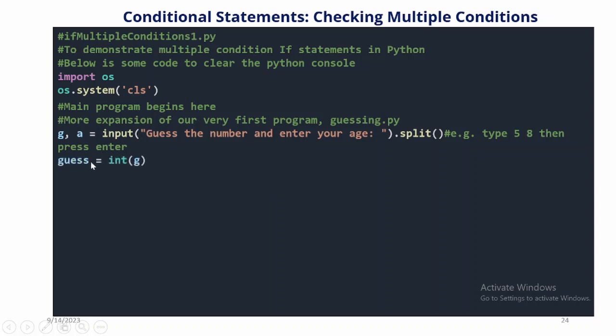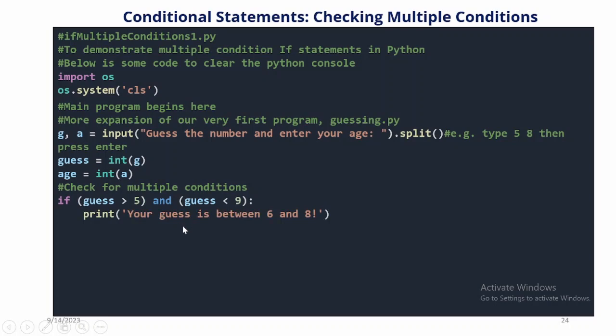So we say guess, variable guess which we created equal to int G, and we say variable age equal to int A. So we want to now check for multiple conditions. If guess greater than 5 and guess less than 9, print your guess is between 6 and 8. Elif, guess greater or equal to 9 and guess less than equal to 15, print your guess is within 9 and 15. That is 9 is inclusive, 15 is inclusive.